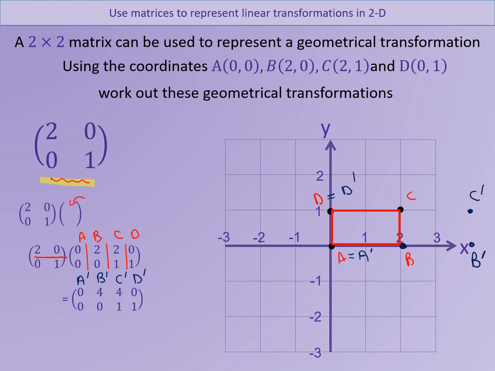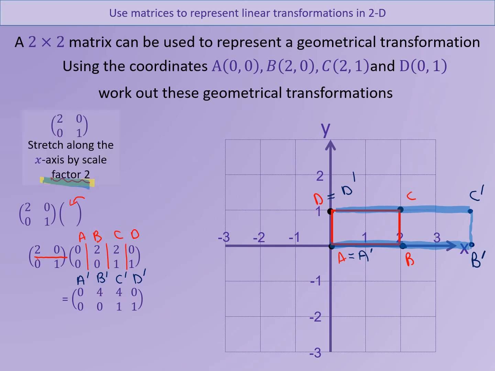So what we can see now is a larger rectangle where the height has remained the same, but the base there has been multiplied by a scale factor of 2, and therefore this transformation 2, 0, 0, 1 represents a stretch along the x-axis by a scale factor of 2.